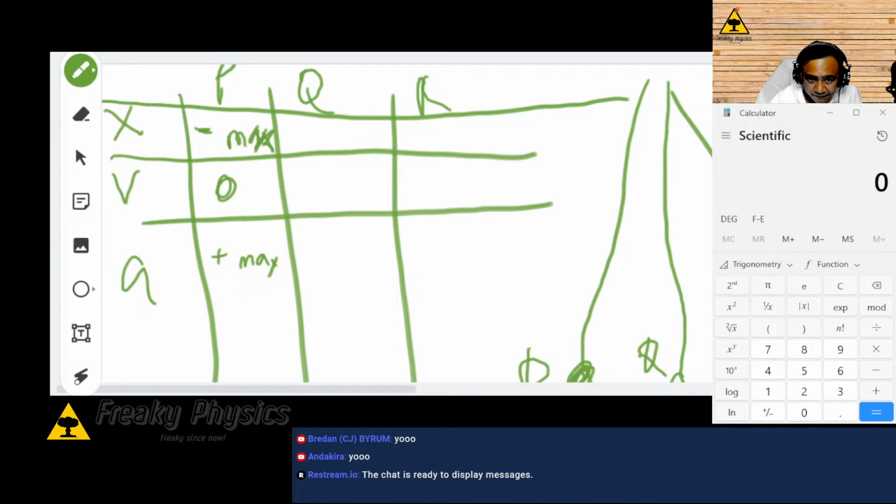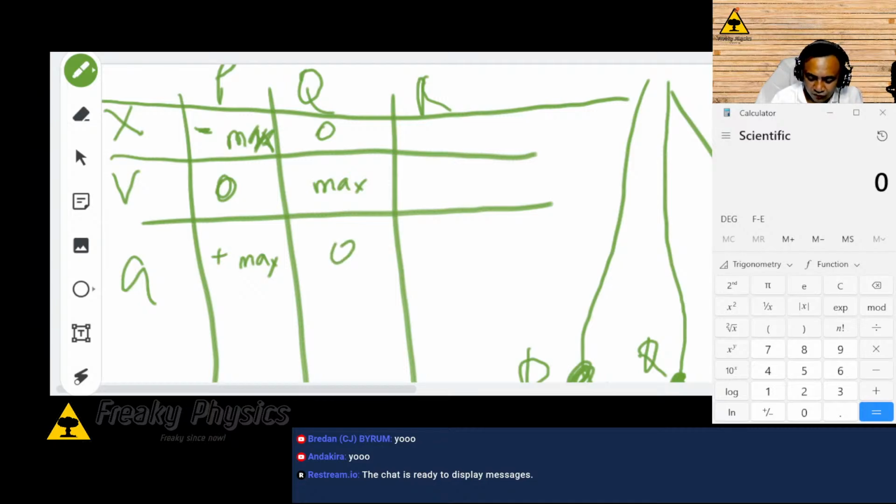Okay, how about Q? What's the position of X at Q? Because Q is the equilibrium position, it's our initial position, so X at Q is 0. At Q, V, we don't know exactly what the value is, but we know it's going to be a maximum. And acceleration is also going to be 0.